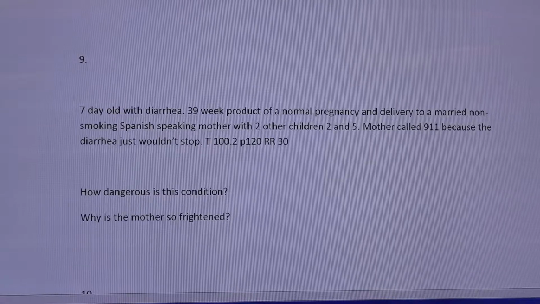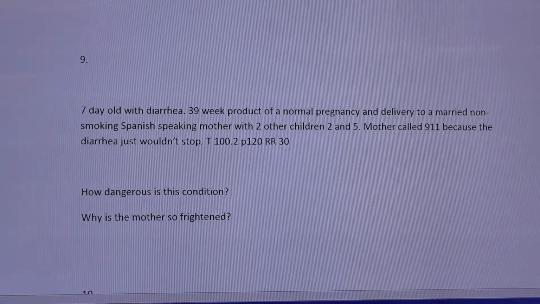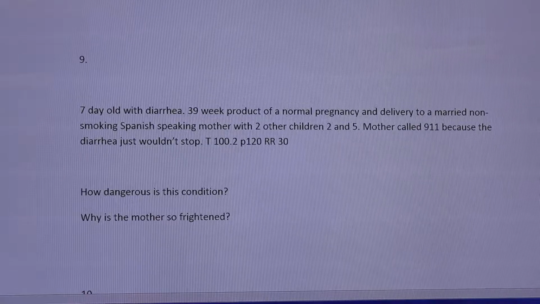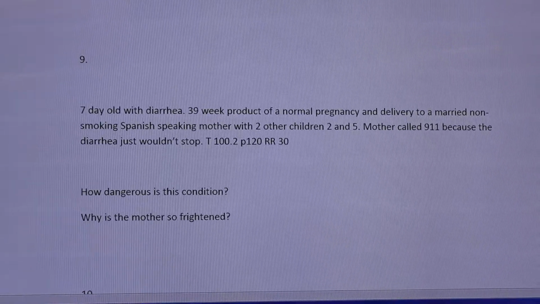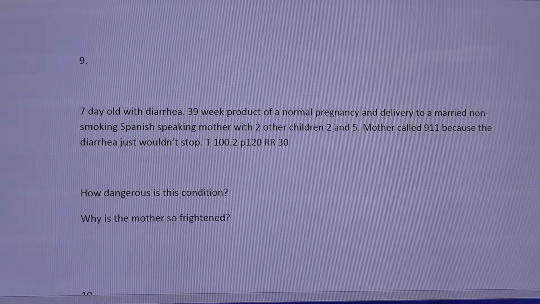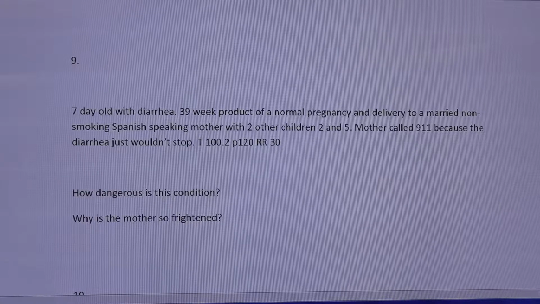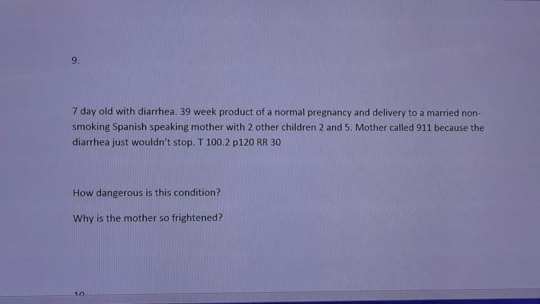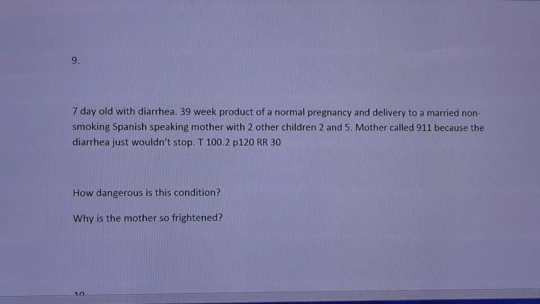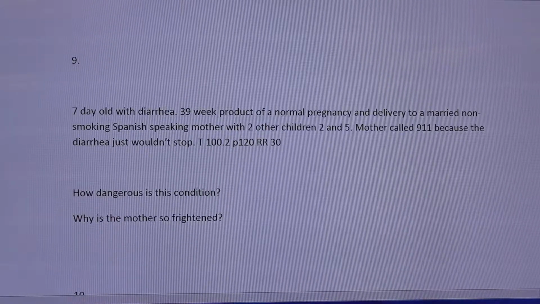Next one is number 16. Isn't it 16? Yeah. 7-day-old with diarrhea, 39-week product of a normal pregnancy and delivery to a married, non-smoking, Spanish-speaking mother with 2 other children, 2 and 5. Mother called 911 because the diarrhea just wouldn't stop. Temp of 100.2, pulse of 120, respirations 30. Where is he going? ED. Because he's 7 days old?